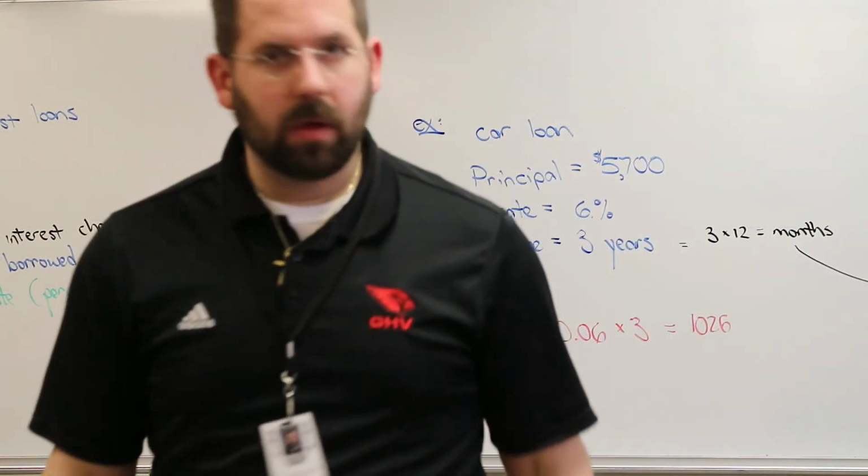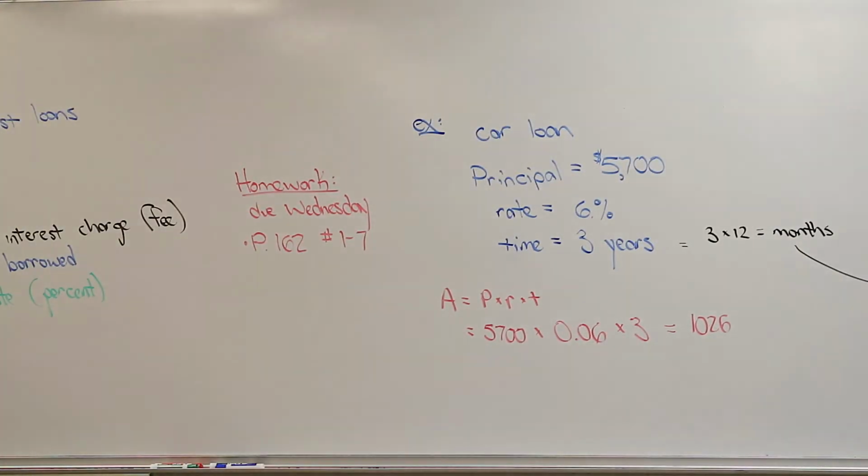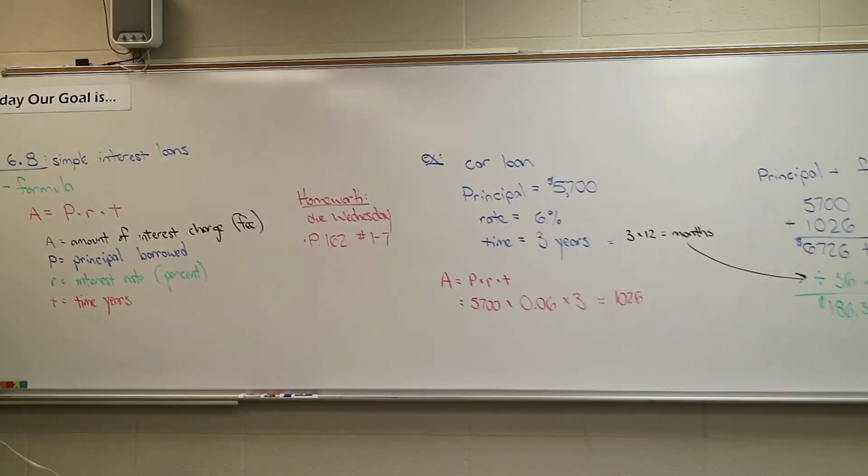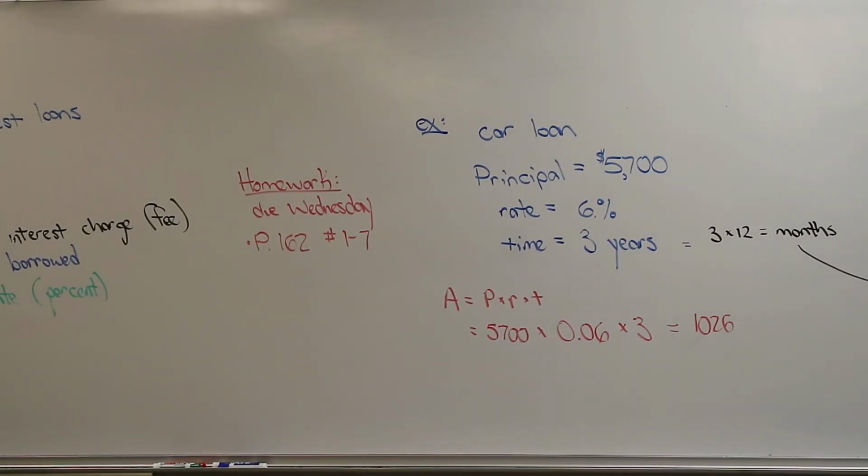How much time do you mean we have? 20 minutes, 23 minutes. You have plenty of time. So 162, 1 through 7.